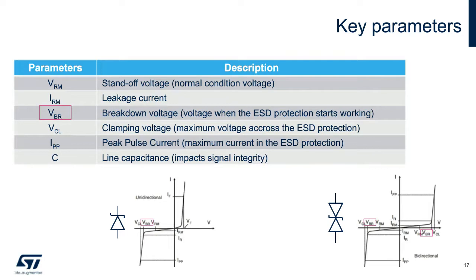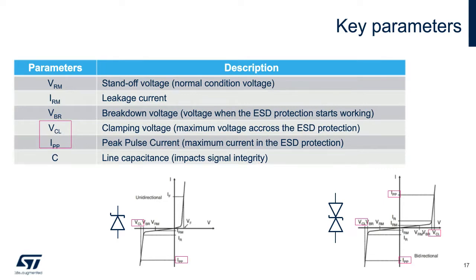During an ESD event, the surge current is flowing into the ESD protection. The maximum current that can flow into the ESD protection is called peak pulse current. The associated voltage is called clamping voltage, VCL. The clamping voltage is the remaining voltage measured after ESD protection. The lower the clamping voltage, the better the protection efficiency.